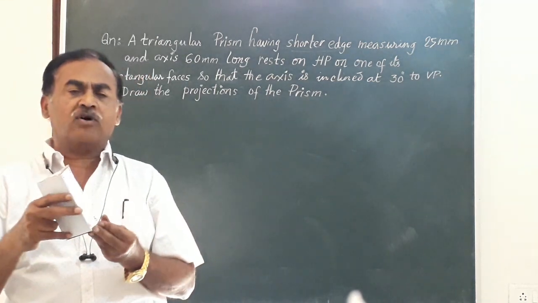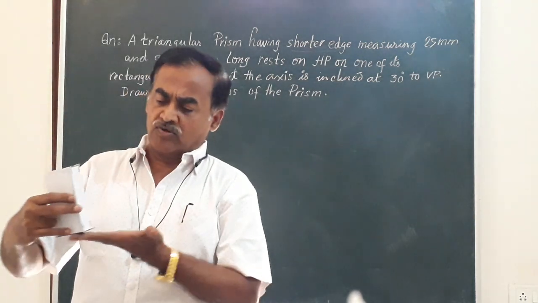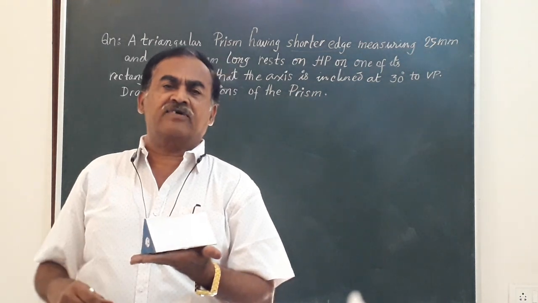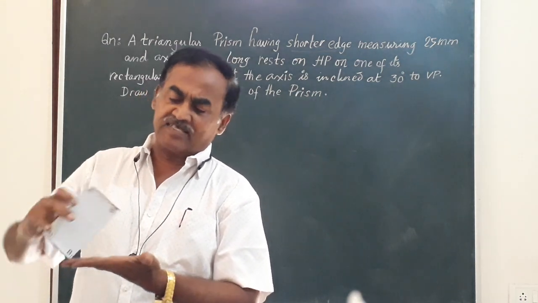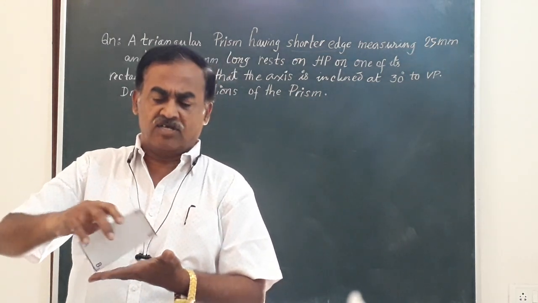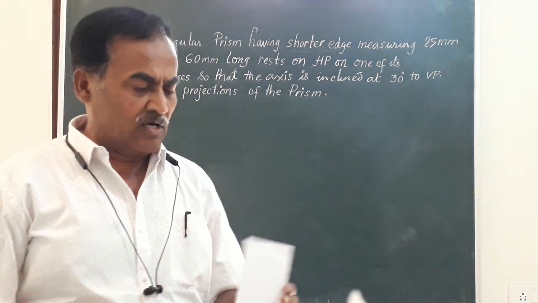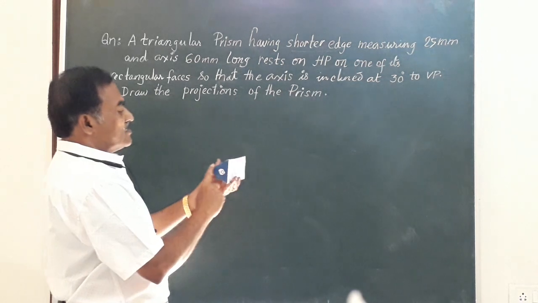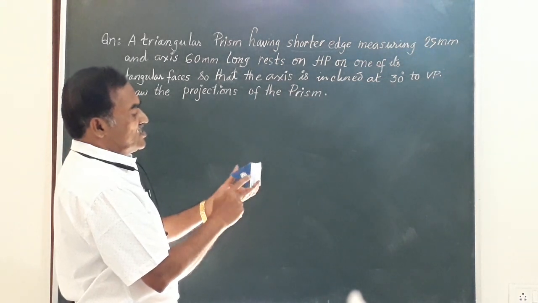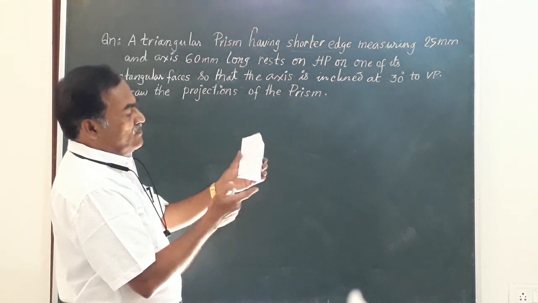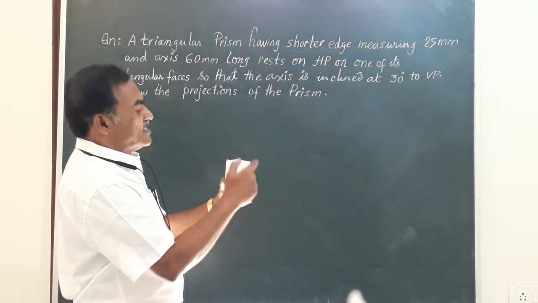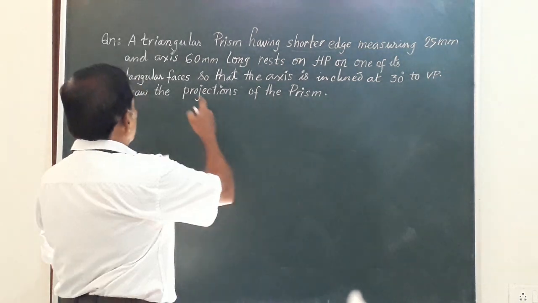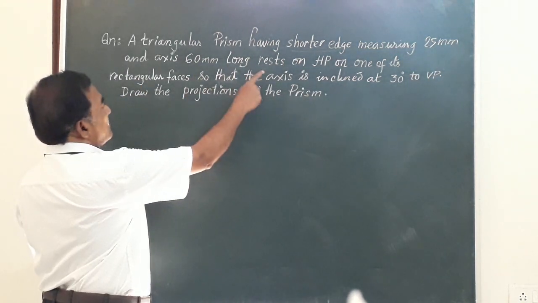Hence, it is possible to make the solid rest on one of the rectangular faces or on one of these slanted, the longer edges. Okay. Now, the sizes of the prism are given. The shorter edges are these three at the top, three at the bottom. These three are the longer edges, and the length of each is equal to 60 mm.